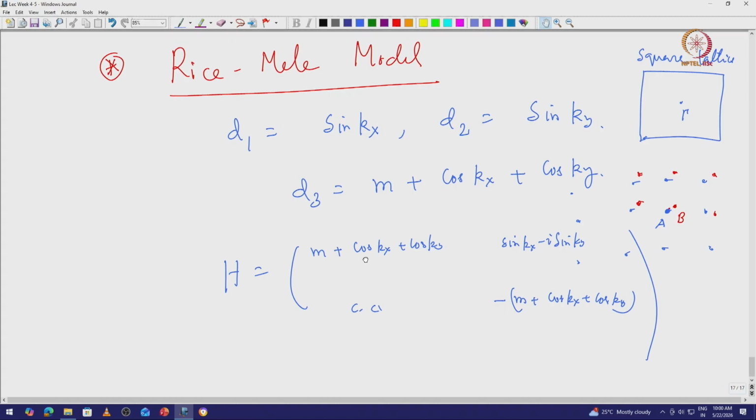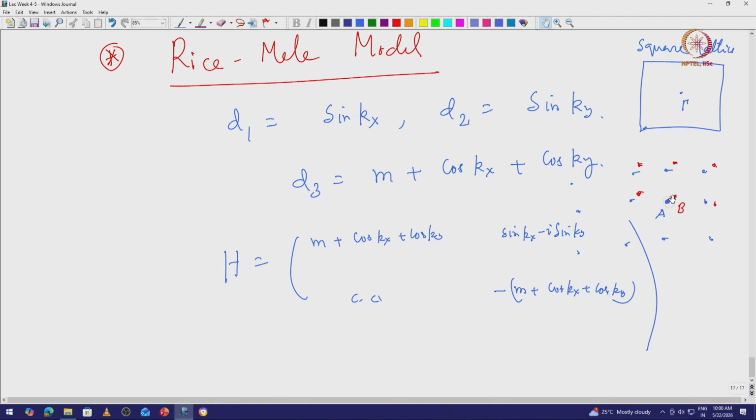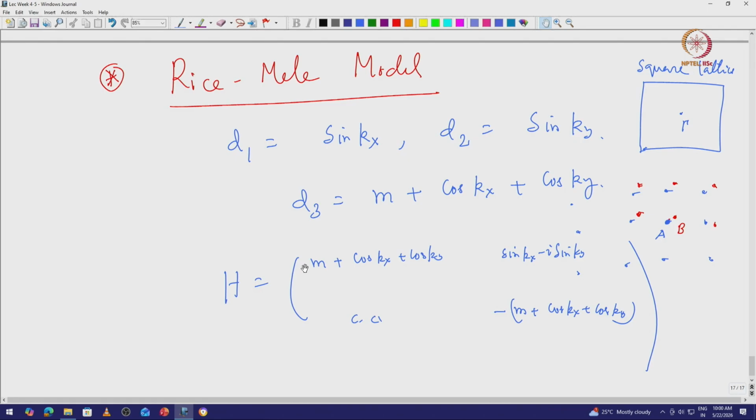So, this one corresponds to the same site, same orbital, same sublattice hopping between different sites. So, m corresponds to the on-site energy difference between the A and B site, and this term comes from the hopping from this site to this site and the other site and y direction. And you can have an overall tight binding hopping T, right.